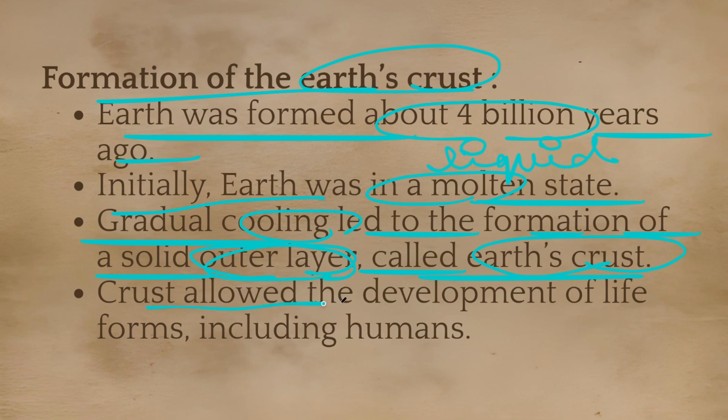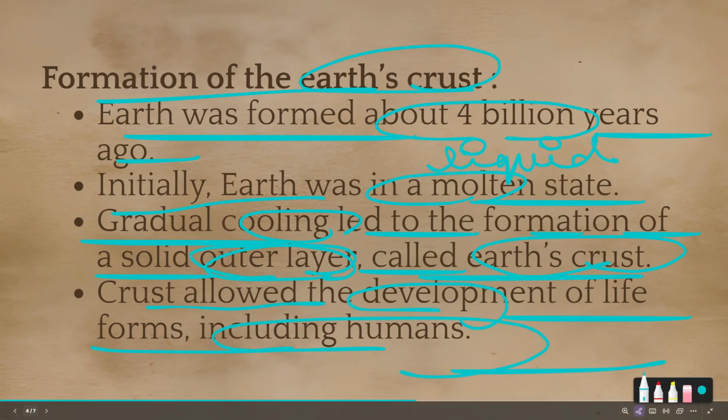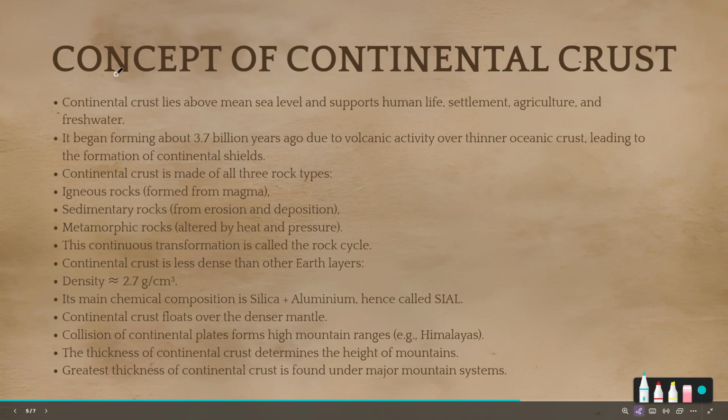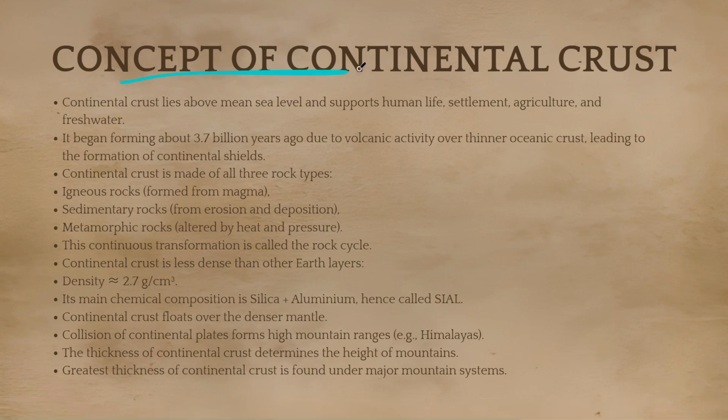Okay. Crust allowed the development of life forms, including humans. Now the second topic is the concept of the continental crust and oceanic crust. So we will cover them separately. Continental crust lies above mean sea level and supports human life, settlement, agriculture, and fresh water.